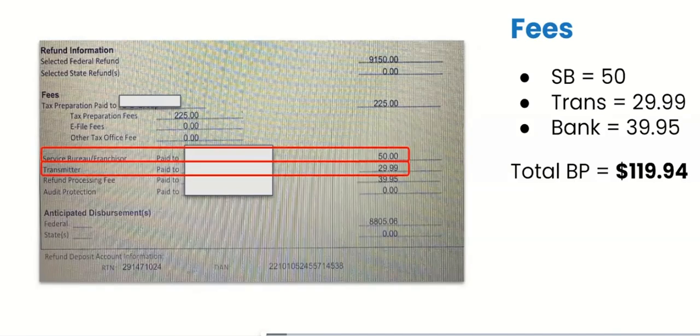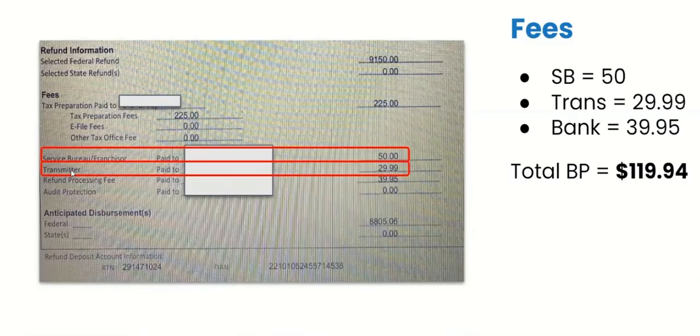So on this screenshot, there's a couple fee sections here, right? There's a service bureau fee. You can see there at the top one that's highlighted in red, service bureau / franchisor, right? $50. Okay, everyone see that?